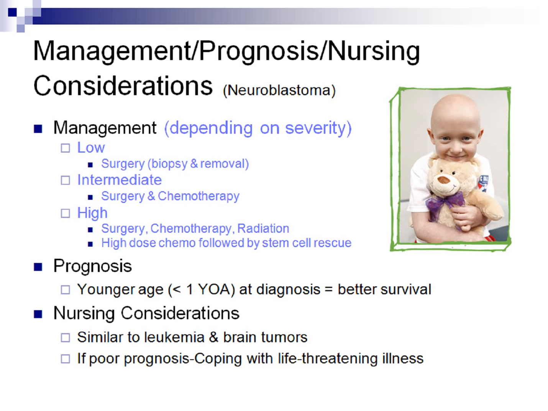And the nursing considerations are very similar to leukemia and brain tumors, which is what we've talked about. But these kids, if they have had extensive disease, they may have a very poor prognosis, and obviously dealing with life-threatening illness, dealing with family coping, etc., are concerns from a nursing perspective.